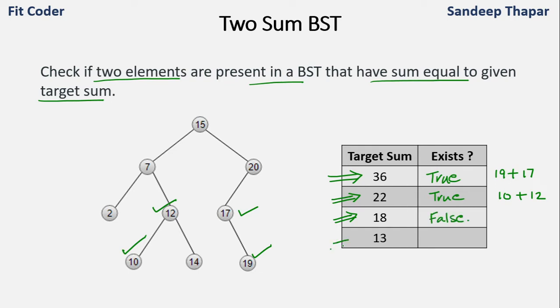And similarly for 13, no two elements have sum 13. So this should also return false. So given any BST and any target sum, we have to find out whether there are two elements which have sum equal to the target sum. So we'll discuss two methods here. Let's check the first method, which uses a tree traversal and a set.